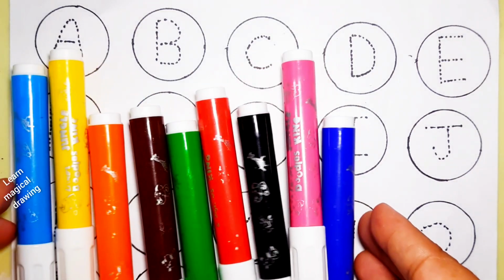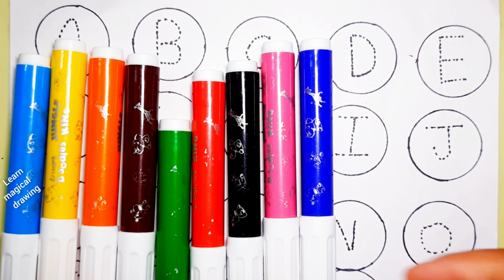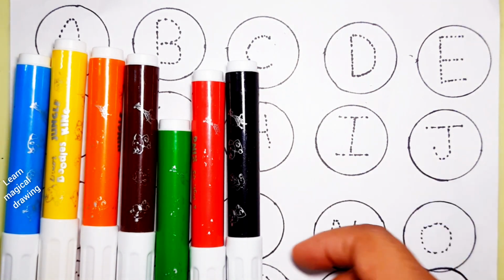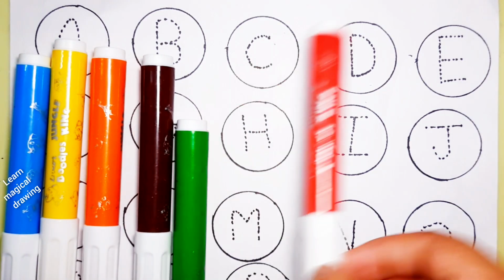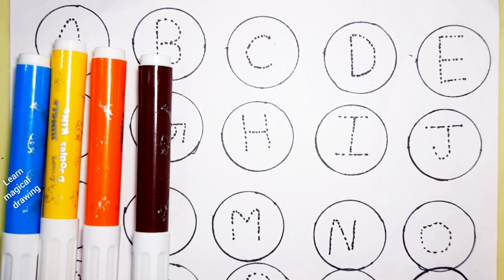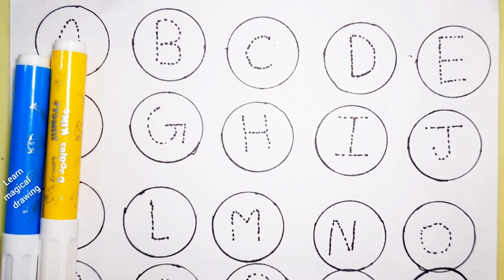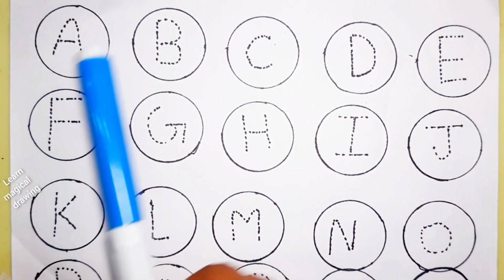Hello everyone, let's learn about colors. Blue color, pink color, black color, red color, green color, brown color, orange color, yellow color and sky blue color.